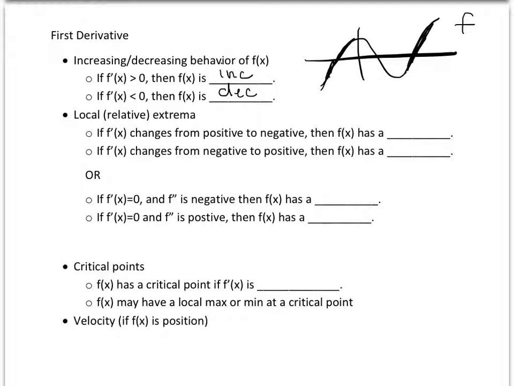Local maxes and mins, I usually use the first derivative to talk about local maxes and mins. I see that this function has a local maximum and a local minimum. My local maximum occurs where the slopes are changing from positive to negative. So where my first derivative is changing from positive to negative, I have a local max, or relative max. And then I see where my min is here, that my slopes are changing from negative to positive, and so I have a local minimum.